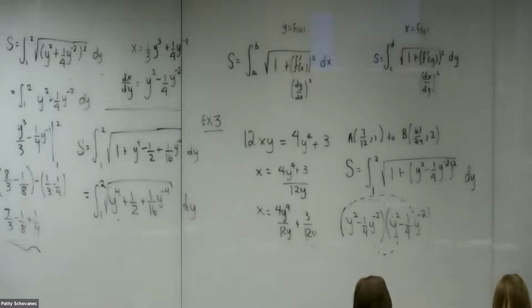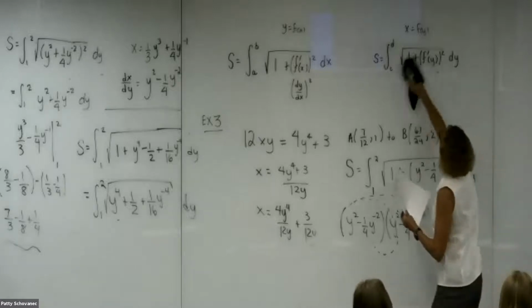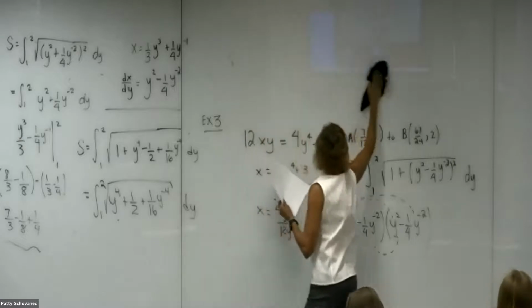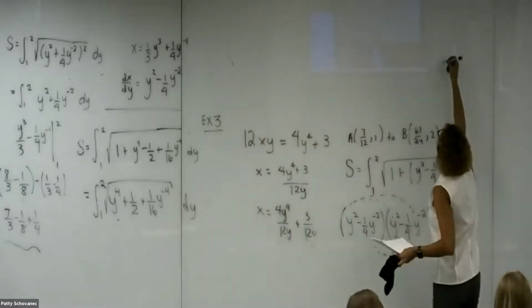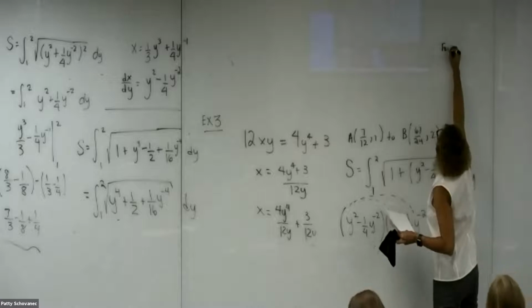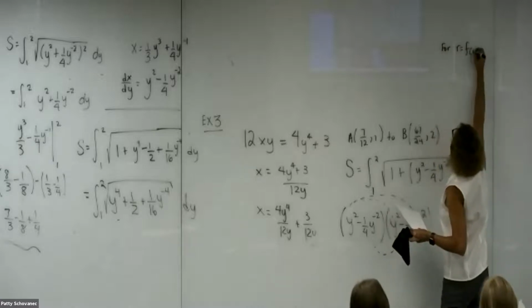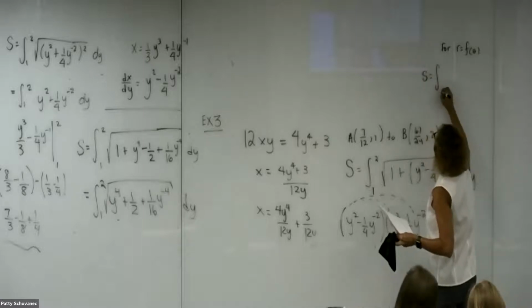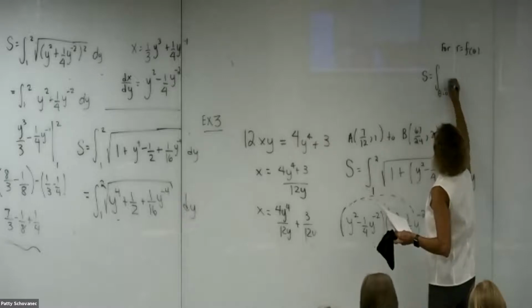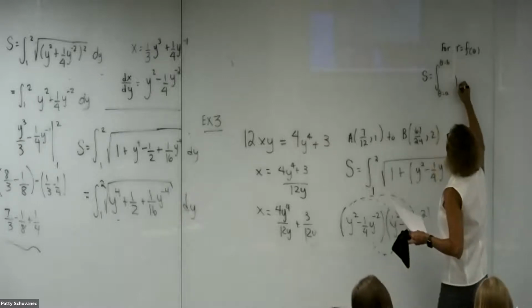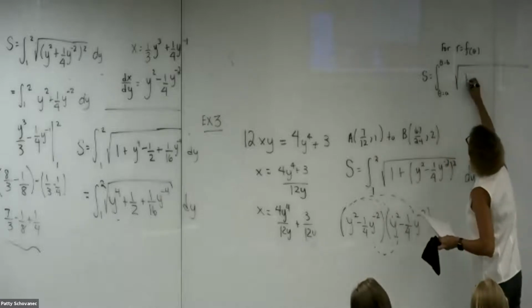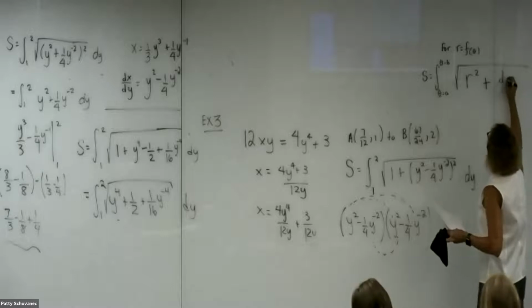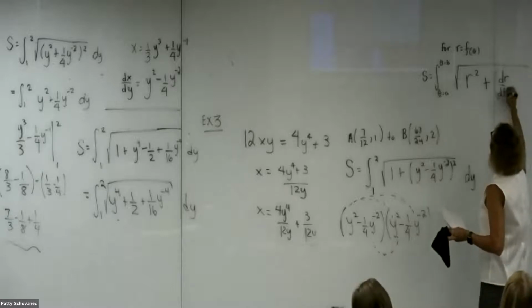The polar coordinates version of this formula didn't have the 1 under the square root, instead it had an r. So in polar coordinates, for r is some function of theta, arc length looks like an integral from theta is equal to a to theta is equal to b. The square root had an r squared added to a derivative, dr d theta, squared.